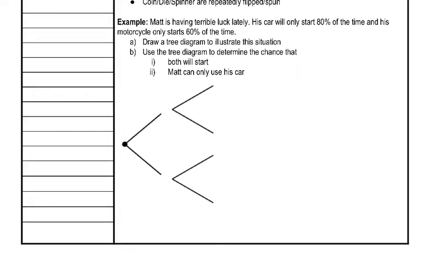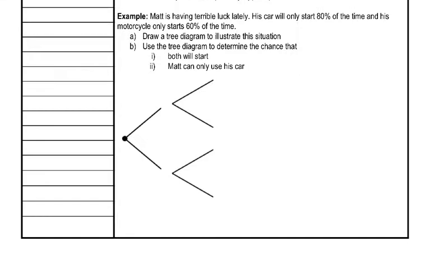So our example here first is Matt is having terrible luck lately. His car is only starting 80% of the time, and his motorcycle only starts 60% of the time. So let's fill out this tree diagram. Let's start with the car first. We could say that Matt's car starts, that's option A, or event A, and not starting is not A.